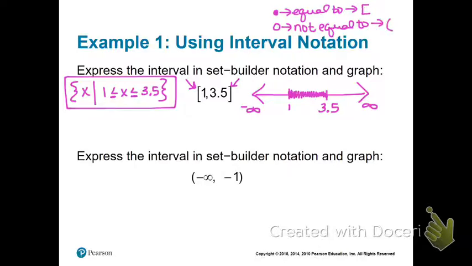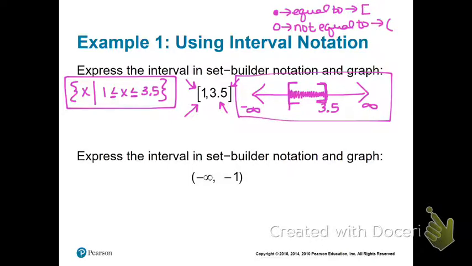And so now we're going to use a parenthesis. If it's on the left, it's going to open towards the right. If it's on the right, it's going to open towards the left. But the main thing is just remember your parenthesis or your bracket is going to open into your shading. So on this one, we can see at the 1, it was a bracket. So I'm going to open a bracket at the 1 into my shading. And at the 3.5, it was also a bracket. So I'm going to open my bracket at the 3.5 going towards my shading. And so there is our graph.